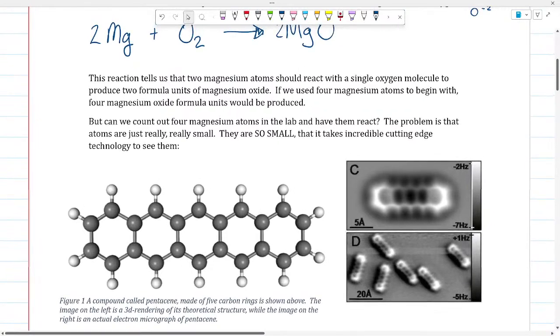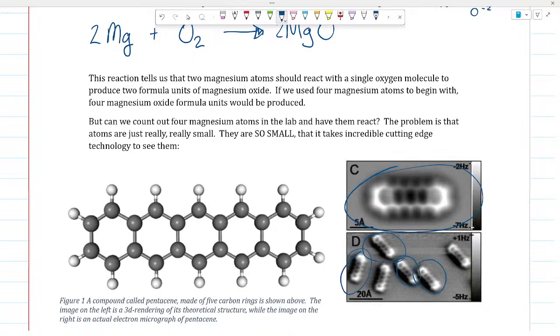So the thing is, we actually physically can't do anything that our theory tells us to do. We can't count out atoms. Atoms are tiny. Just to get a sense of how small they are, this is an example of basically the smallest thing we can take a picture of accurately. This is a real photograph. Not a photograph. Photo means light. This is a real electron micrograph. You cannot take a picture of an atom with light because the waves of light are just too big.